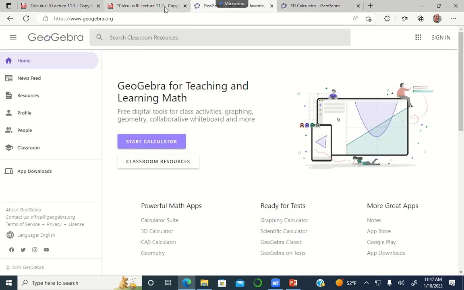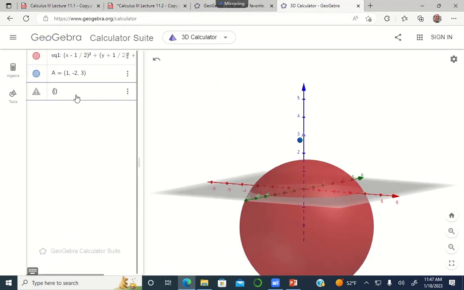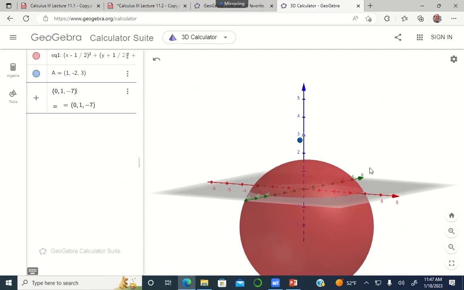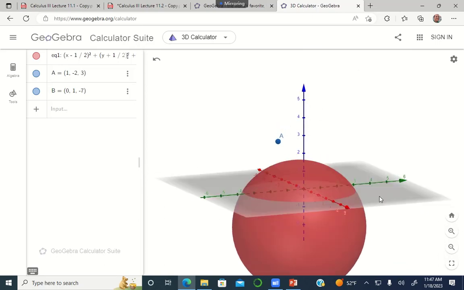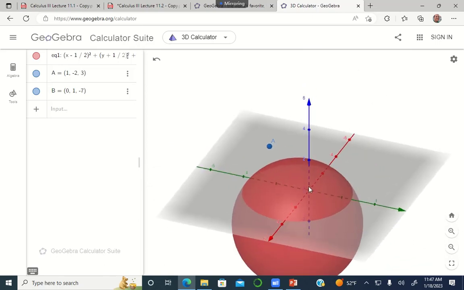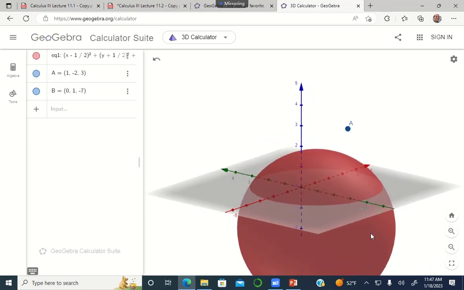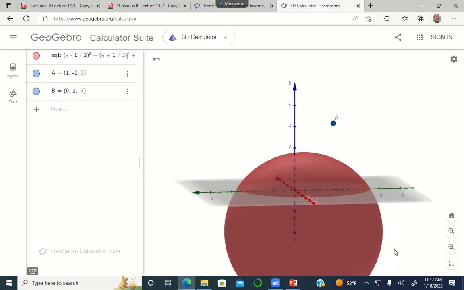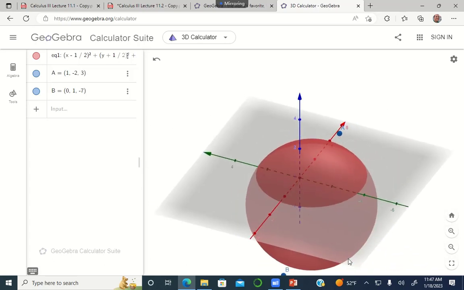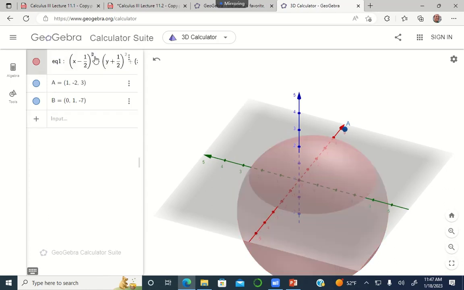Looks like we already made a mistake. And then 0, 1, -7. Oops, so this is not the right formula for that sphere because you see the A point sitting out there not doing anything. It's not on the sphere like it should be. And then the B is also not where it should be. Negative parentheses on the first part of the equation.